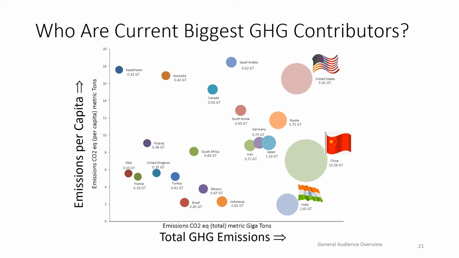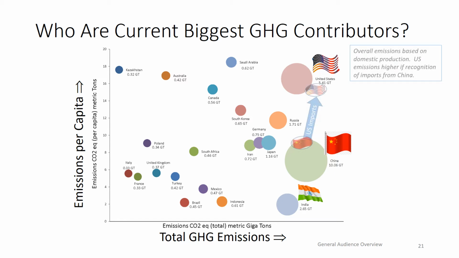Now, what about today? That's a different story today. So on the x-axis, look at it this way. The size of the circle is the amount of the emissions. So China is the biggest emitter at a little over 10 gigatons a year. U.S. is next, a little over half of that at 5.4 gigatons. And India is at 2.6, 2.7. So that'll give you some relationships.